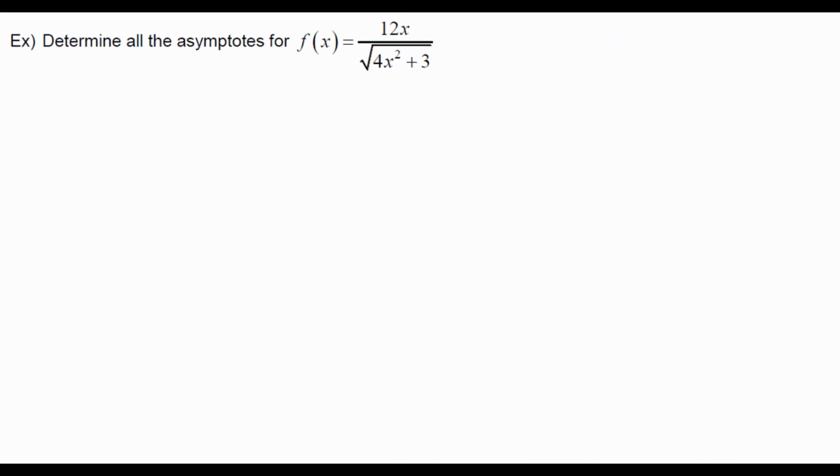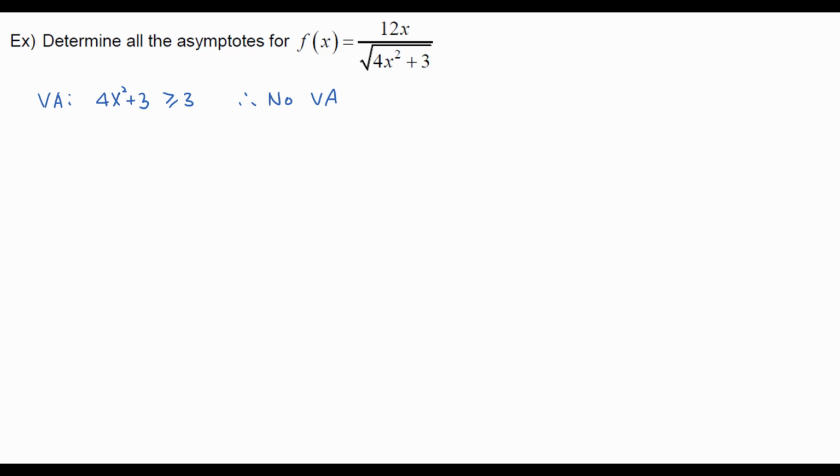Next example. Determine all the asymptotes for f of x equals 12x over the square root of the quantity 4x squared plus 3. First of all, for vertical asymptotes, let's look at our denominator. I have the square root of the quantity 4x squared plus 3. The quantity 4x squared plus 3 is always greater than or equal to 3, which means it's never 0. Therefore, there will be no vertical asymptote.